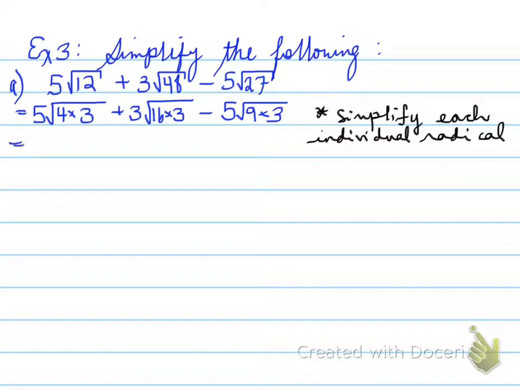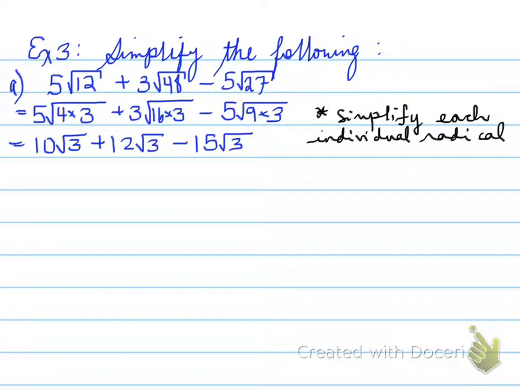So the result will be 10 root 3 plus 12 root 3 minus 15 root 3. Why? Because the 4 comes out and that becomes a 2. 2 times 5 is 10. The 16 comes out, it becomes a 4. 4 times 3 is 12. The 9 comes out, square root of 9 is 3. 3 times 5 is 15. So this is what we end up with.